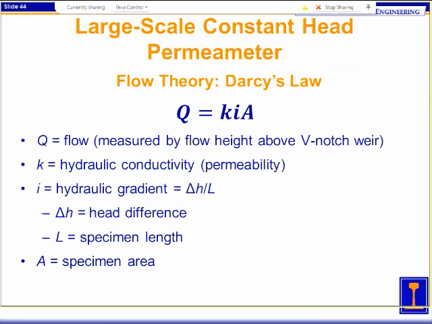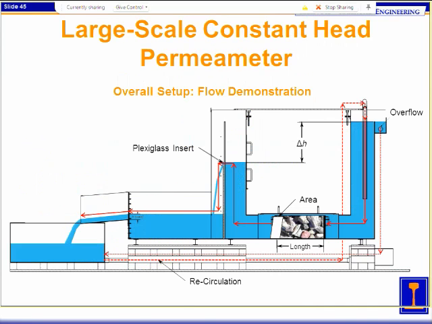Really quick, flow theory. I'm sure all of you have taken fluid dynamics, or geotech or something along those lines. Darcy's law is what we're using here. Q equals KIA: you've got your flow measured by the flow height above the V-notch weir. You've got your K, hydraulic conductivity, which is pretty much the permeability that we're measuring. Hydraulic gradient, your head difference divided by specimen length, and then your specimen area.